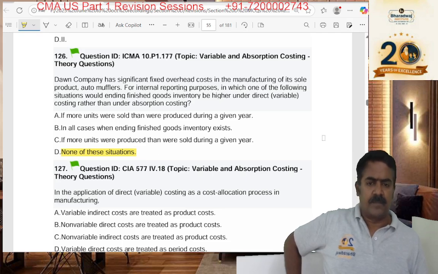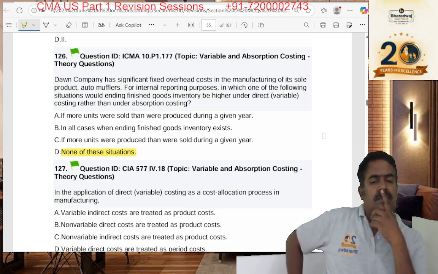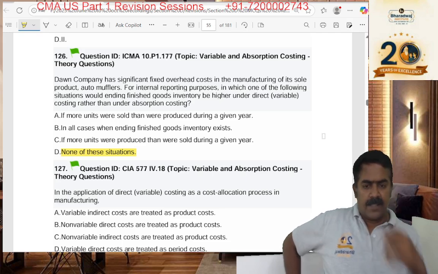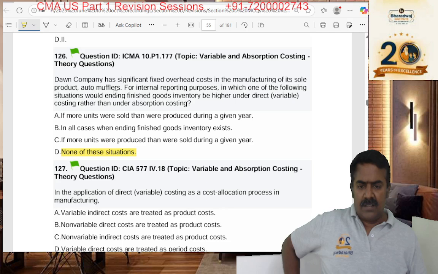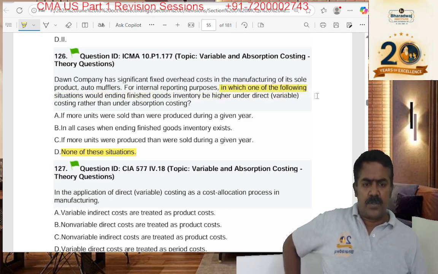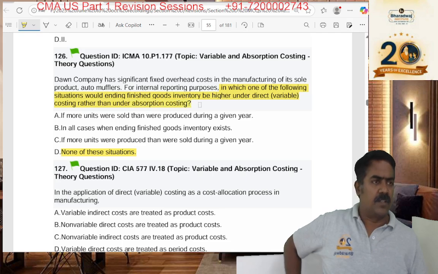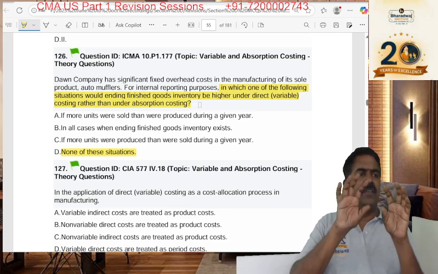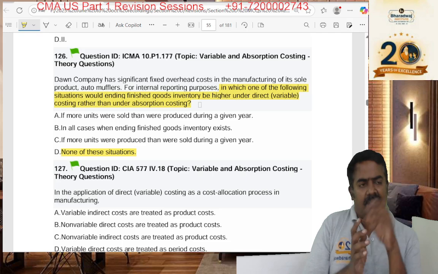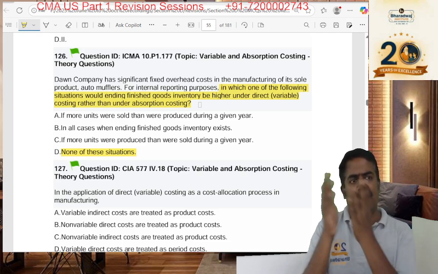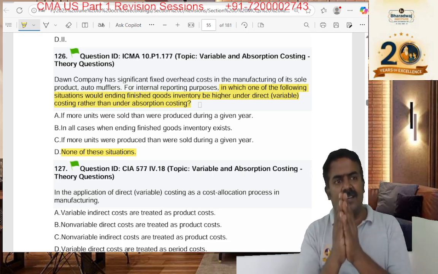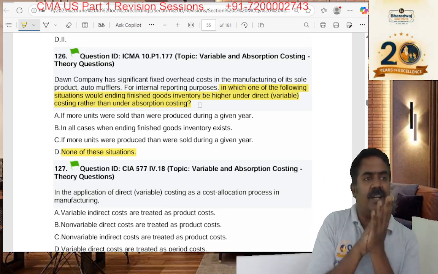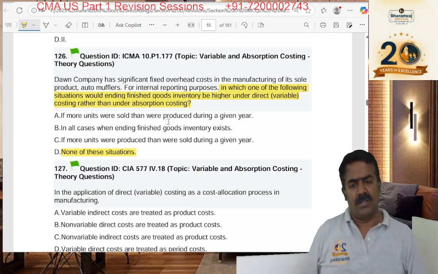The question is, in which of the following situations will ending finished goods inventory have a higher value in marginal costing than absorption costing? In marginal costing we include only variable cost. For example, we have 1,000 units of closing stock. Did you apply variable costing or absorption costing? Definitely with absorption costing the value will be more. So none of the above situations.